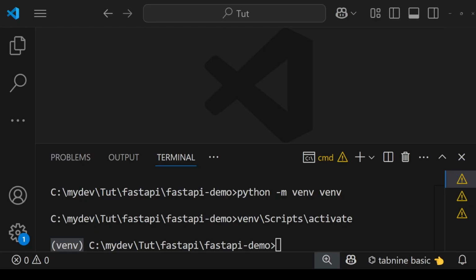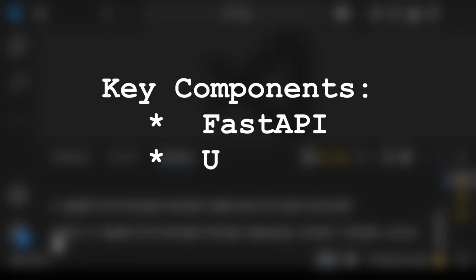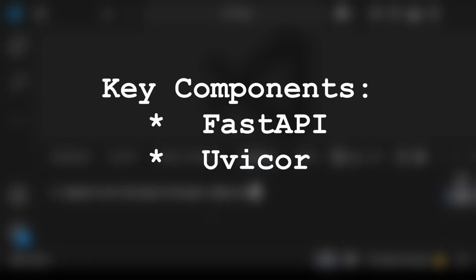Great! Now that we have set up our virtual environment, it's time to get the essential tools we need to bring our FastAPI app to life. In this step, we install two key components. FastAPI. This is the star of the show. It's a modern and fast Python web framework that will let us build our API endpoints. FastAPI makes it super easy to create high-performance web applications.